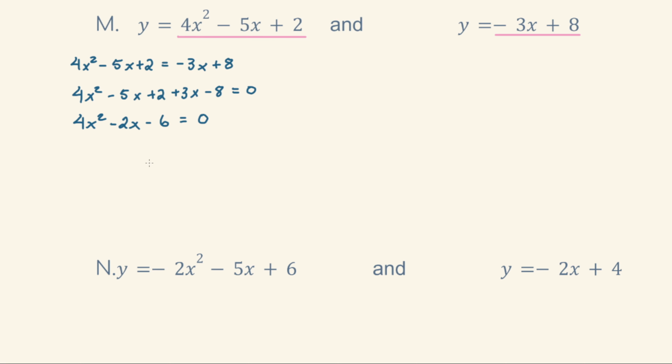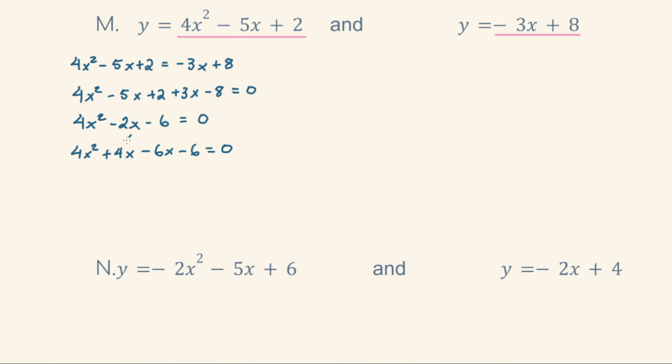Now see this coefficient here is not a coefficient of 1. So when we do sum and product, we're not asking what multiplies out to minus 6 and adds up to minus 2. We actually have to multiply this 4 and the minus 6. So now we're asking what multiplies out to minus 24 but adds up to minus 2. And the answer to that question is 4 and minus 6. So we've got 4x squared plus 4x minus 6x minus 6, and that's going to be equal to 0.